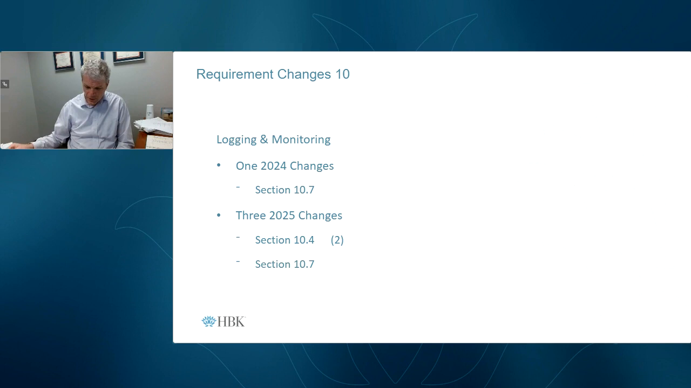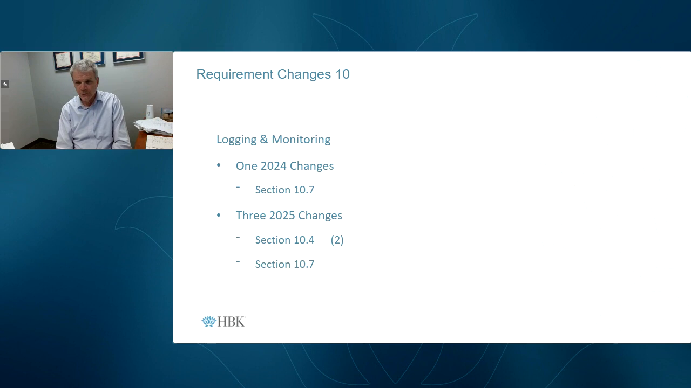Moving on to requirement 10. We've got the four changes to 10 dealing with logging and monitoring. Section 10.7 refers to controls centered around what they refer to as business as usual, or BAU, and if there are control failures in those areas, you have to look for the monitoring.